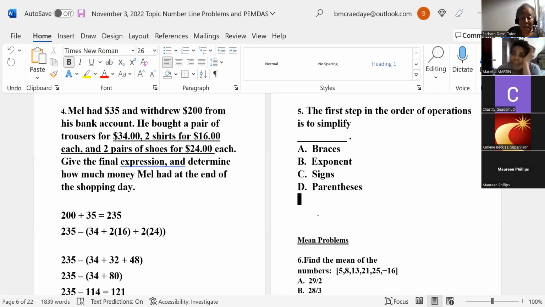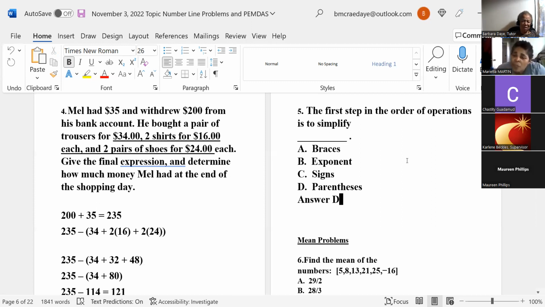But in PEMDAS, what does the P stand for, Maureen? Parentheses. Parentheses, Marietta. And I was really kind of shocked that 2 people had this one incorrect. I had A because, and this is how I write down mine, it was in my phone. First one was parentheses, then exponent, then signs, and I have braces at D. So I put A as parentheses because it was in my phone as A.